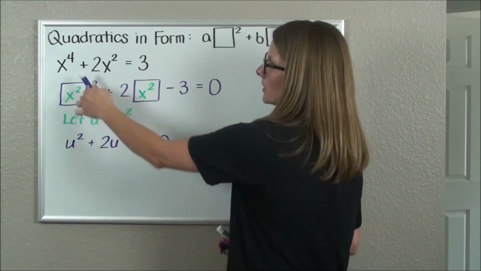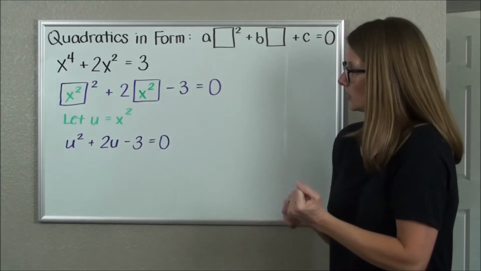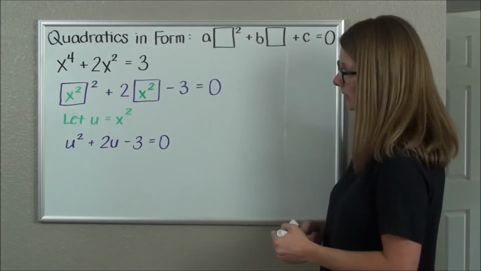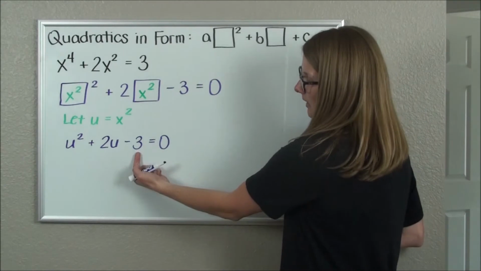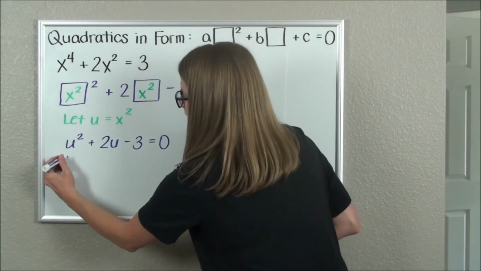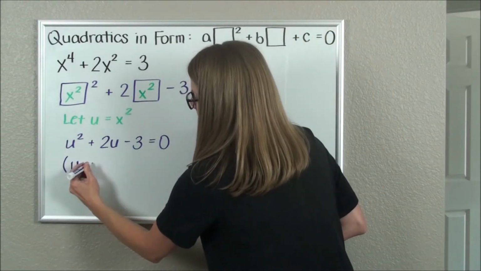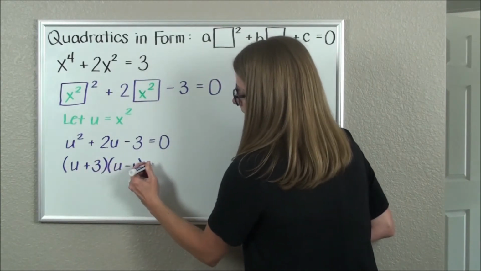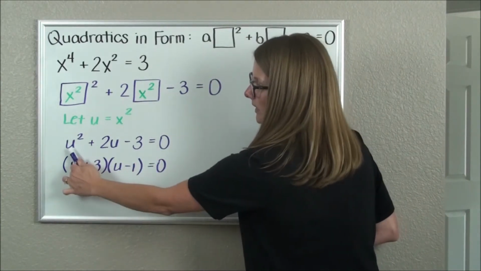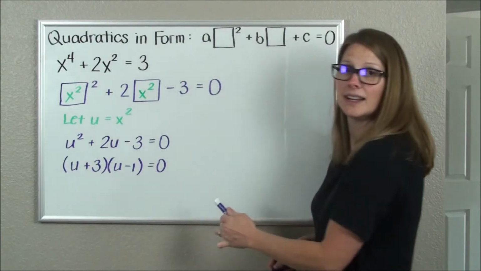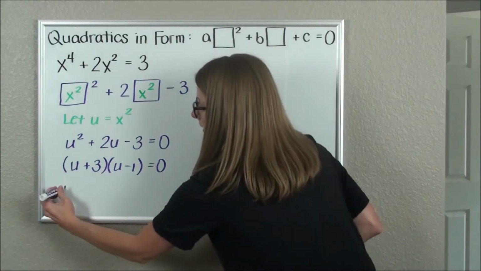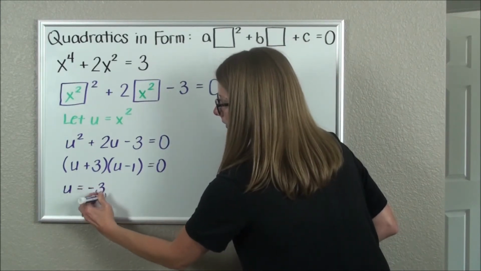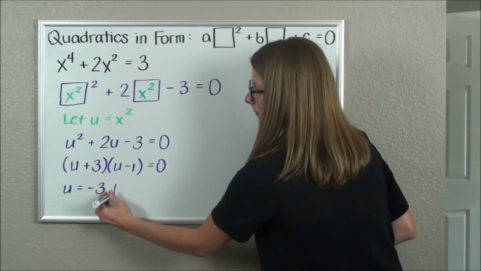Again, I've reduced this from a quartic to now it appears as a quadratic. I can now solve this by factoring. So what numbers multiply to negative 3 and add to 2? I'm seeing positive 3 and negative 1. Again, notice for right now, I'm factoring with that nickname u. And I'm finding that u equals negative 3 or 1.